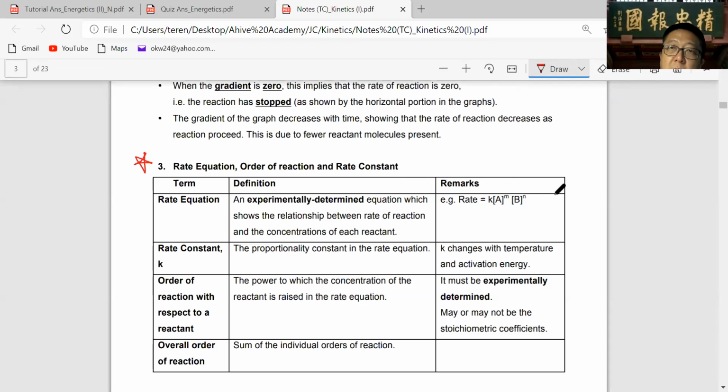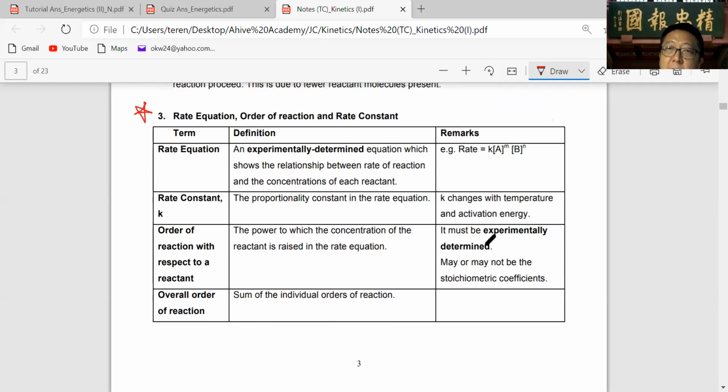Rate equation is how we represent it. Rate is k[A]^m[B]^n. The order is on top. The rate constant is this small k here, so take note, small k. Can you take note this k over here changes with temperature and activation energy? Two factors affect k. The proportionality constant k changes with temperature and your activation energy.